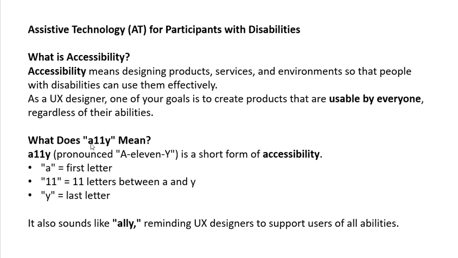And what does A11Y mean? A11Y is pronounced "A-eleven-Y" and is a short form of accessibility. The A is the first letter, the 11 is the 11 letters between the A and the Y, and Y is the last letter. It also sounds like "all Y", reminding UX designers to support users of all abilities.